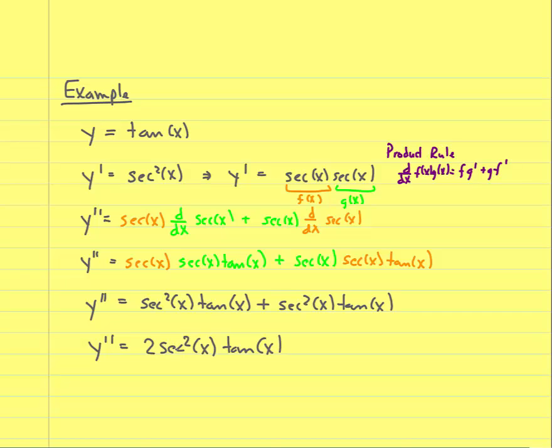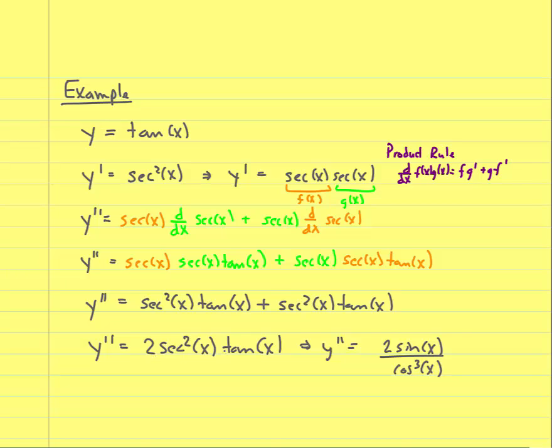Now secant is 1 over cosine, and tangent is sine over cosine, so if I wanted to, I could also rewrite this in another form. Tangent was sine over cosine, so this would be 2 sine of x. Secant squared is cosine squared. There's a cosine for the tangent, so this would be cosine cubed of x. So either one of these are the correct answers.